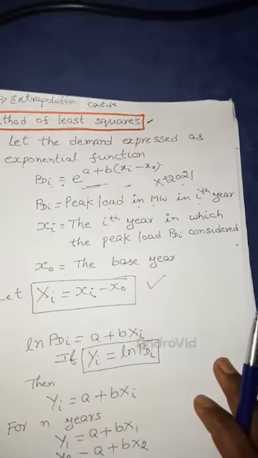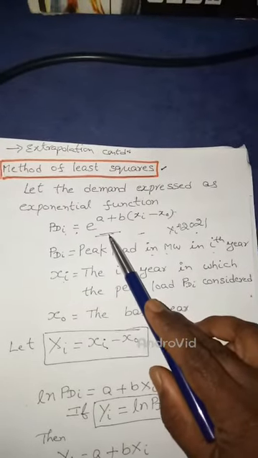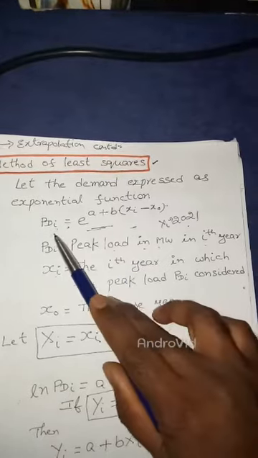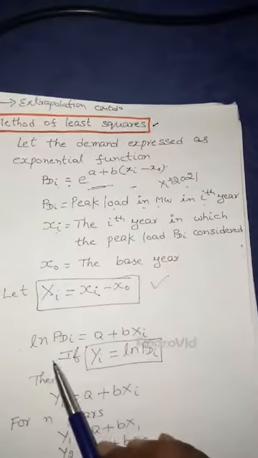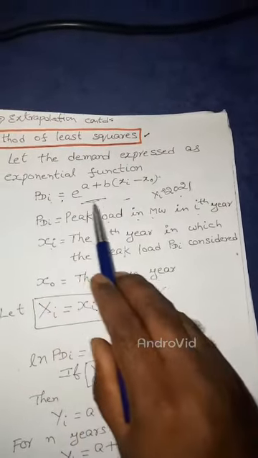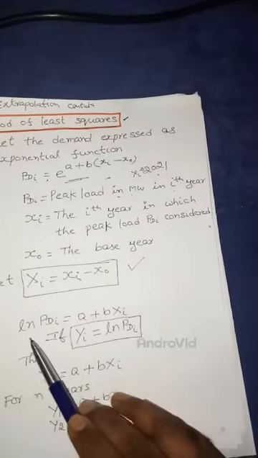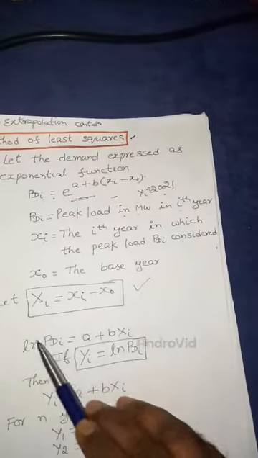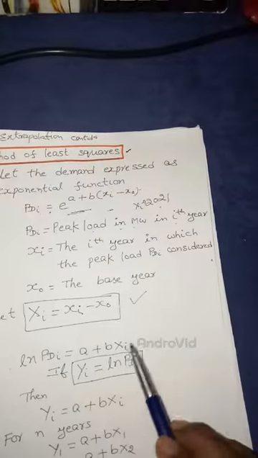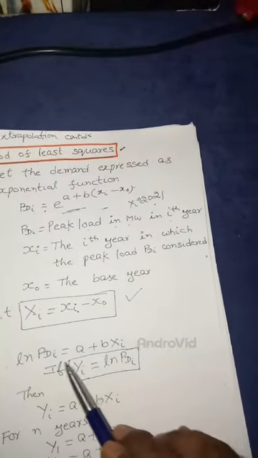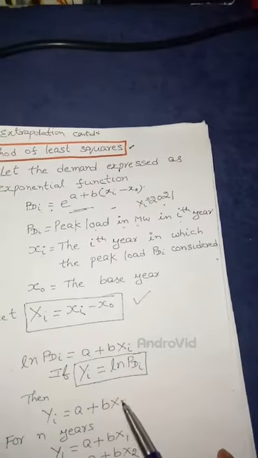Next, as this is the exponential function, the calculation will be difficult for us. So I am taking log base e on either side, that means ln PDi. If I take it here, this will become a plus bxi. Once again, I am representing ln PDi as yi. So yi is equal to a plus bxi.